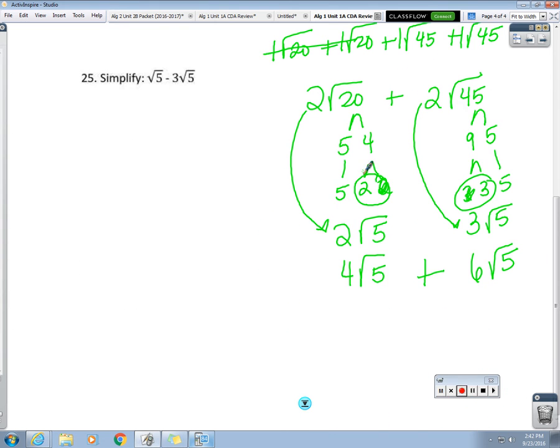Okay, simplify the square root of 5 minus 3 square roots of 5. Well, can you subtract them? Yeah, they're both square root of 5s. So what do you actually subtract though? 1 minus 3. 1 minus 3, which is negative 2. I didn't put the negative.